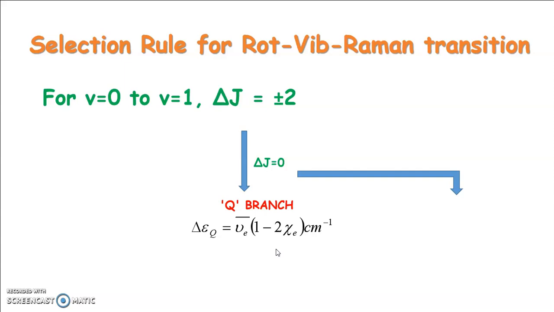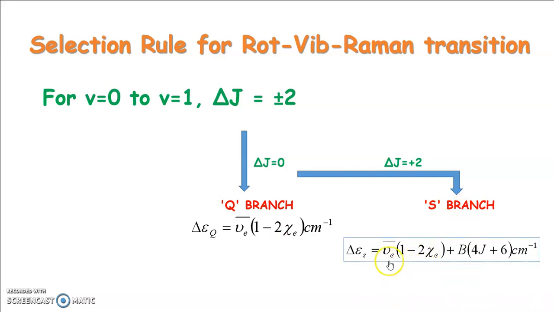Then there is a possibility that delta J can be plus 2, that is the absorption transition, where J goes 0 to 2, 1 to 3, etc. For that transition, we will get an S branch of lines where the frequency is nu bar E into (1 minus 2 chi E) plus B into (4J plus 6) centimeter inverse. This is the frequency of the transition, and the frequency increases.